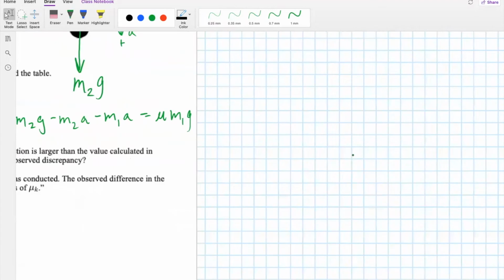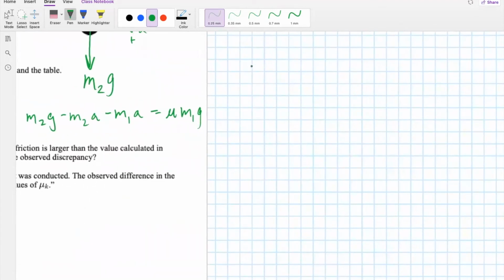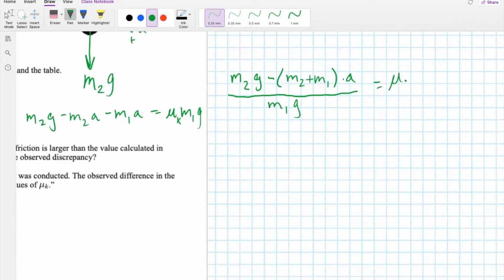Let's scooch over here, work in this void. And I'm going to also factor out some terms just to make it a little bit easier. This becomes M2G minus M2 plus M1A. And then I'm going to divide over the M1 and G to solve for mu. So M1G. And that gives us our friction coefficient.